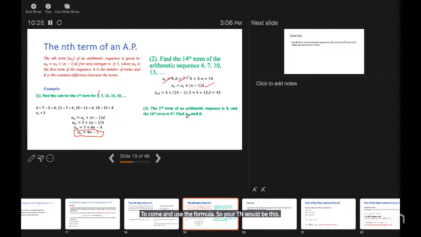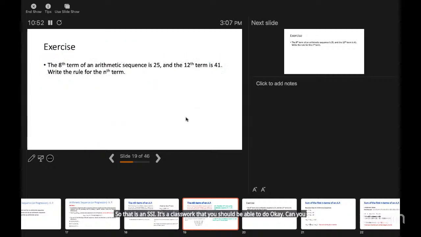With this, you can do number 3. The third term of an arithmetic sequence is 8 and the 16th term is 47. Find A and find D. That is an exercise, a classwork that you should be able to do. Can you do that?